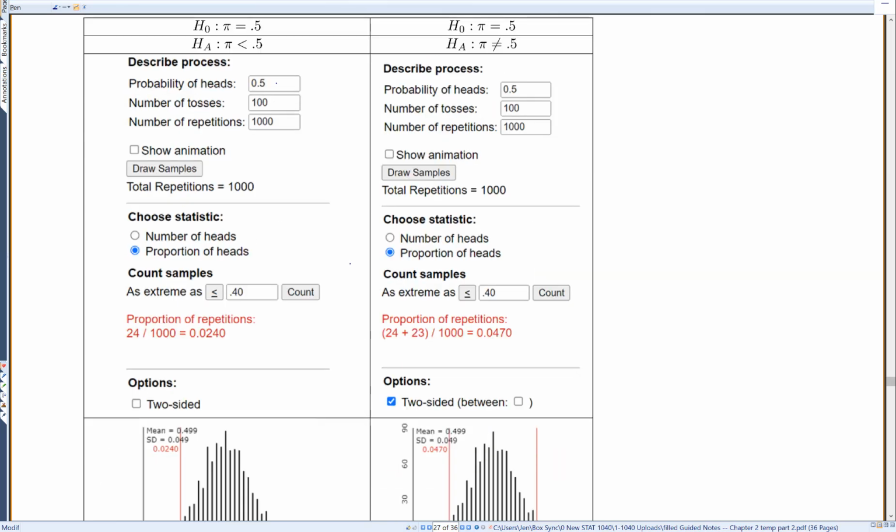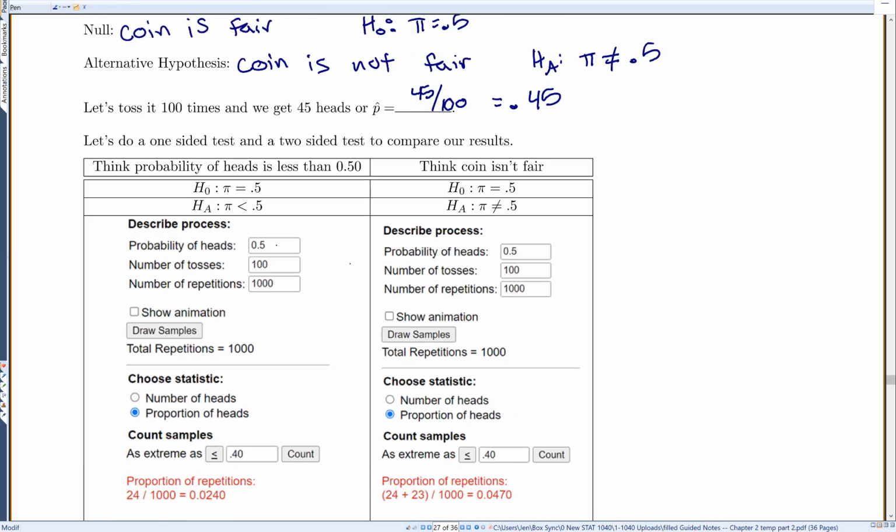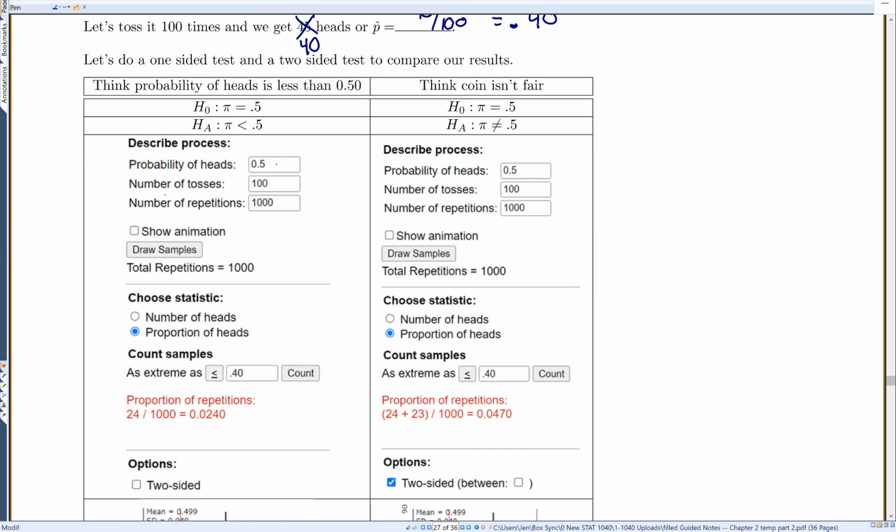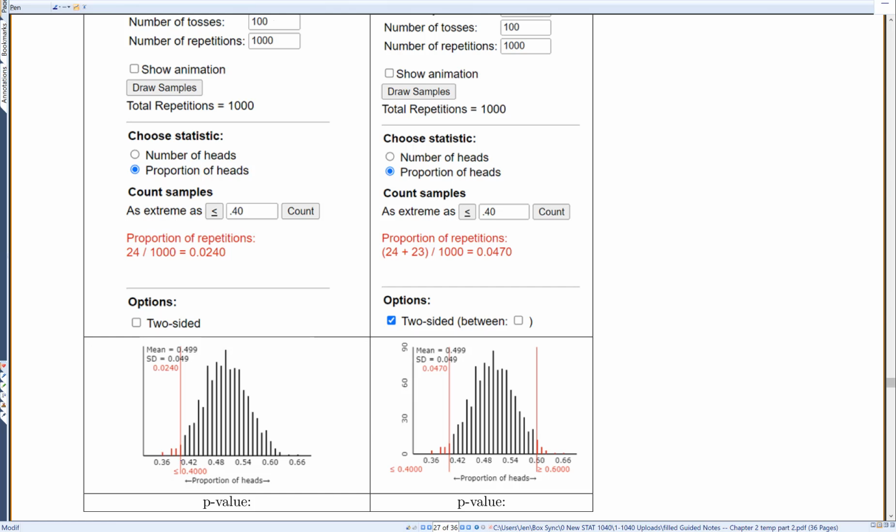oh, well, that's not good. Sorry, the first time I used these notes, I said 45 heads. We actually need to do 40 heads to make it match our results. So I counted if I got a proportion of heads less than or equal to 0.4 because I want to show that my true proportion is less than 0.5. So anything less than 0.4 would be even more suspicious. When you look at the results, here's my p hat of 0.4, and it gave me a p-value of 0.0240.